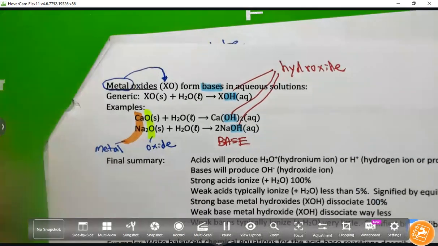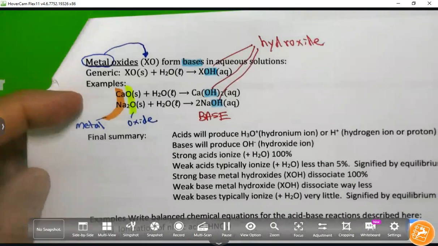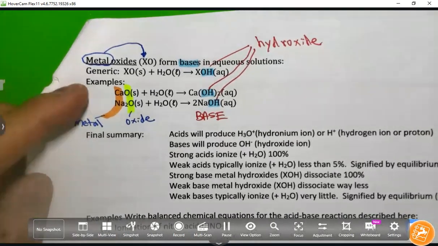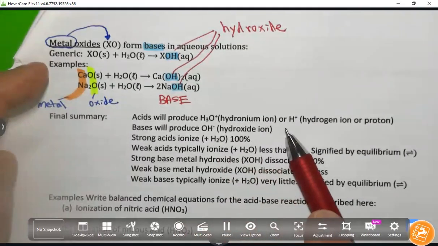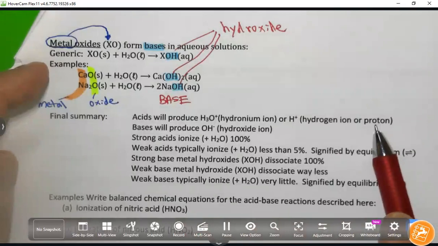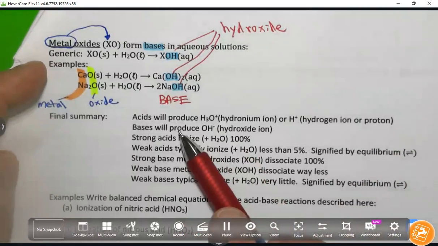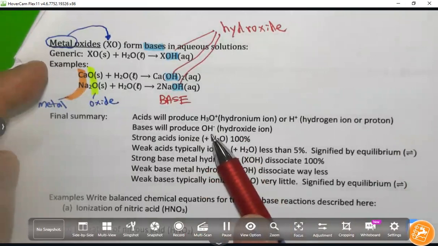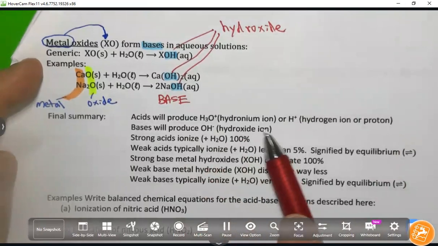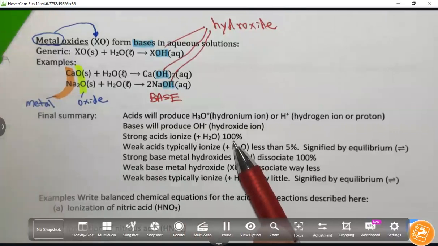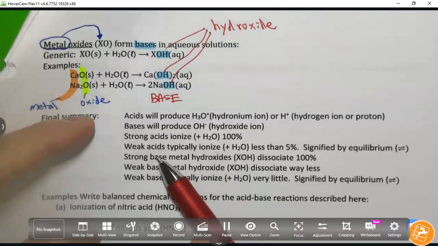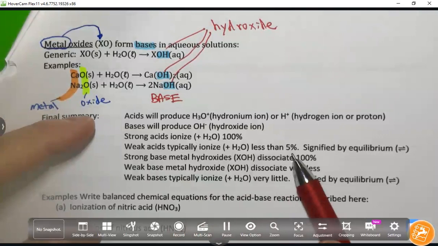Okay, I have this final summary. Here's a final summary I typed up. Let's look at this. Acids will produce H3O plus, hydronium ion, or H plus, hydrogen ion, or a proton. Bases will produce OH minus, or hydroxide ions. Strong acids are going to ionize 100%, which means how many hydrogens are going to come off of the acid? Every one of them, correct? Every single one.